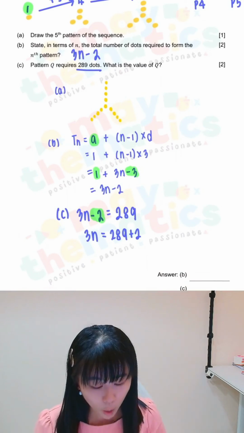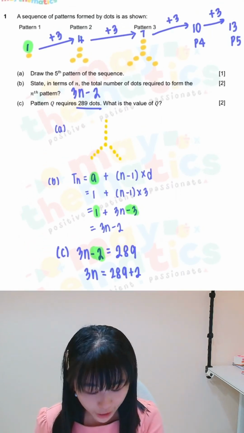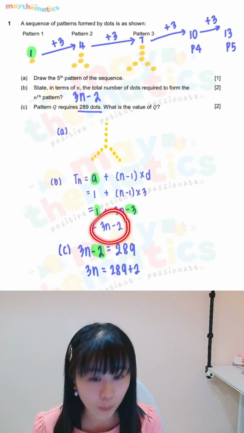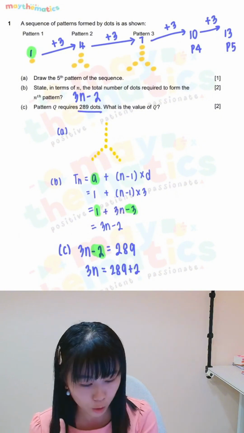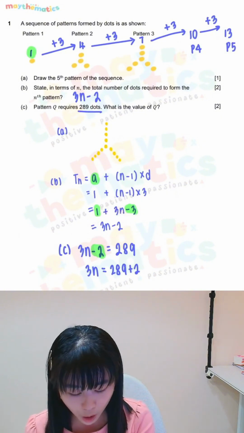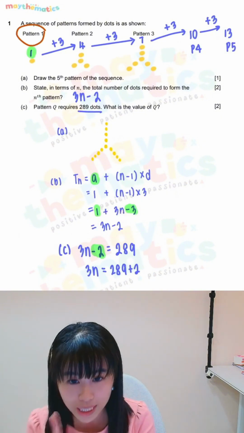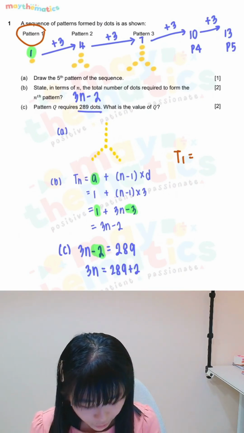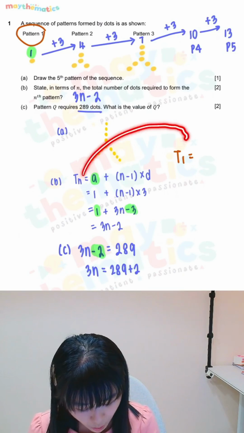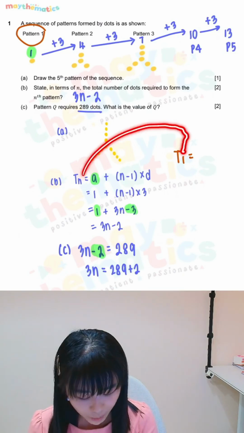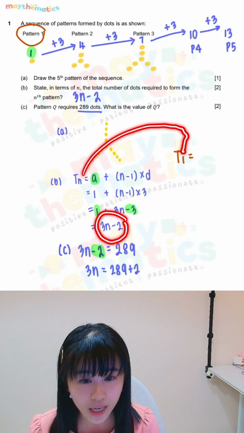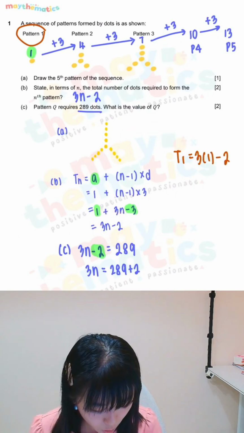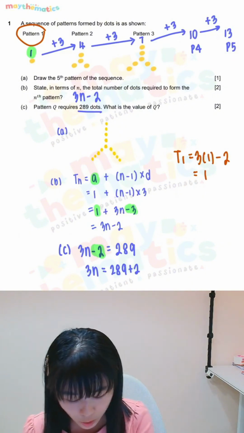By the way, before I do this, I just want you all to do one more check on whether your formula here is correct. How you can do a check is you can fill up like this. Pattern 1 is T1. If T is 1, n must be 1. Then 3n minus 2 must be 3 times 1 minus 2. So 3 minus 2, you get back 1. So this one is okay.